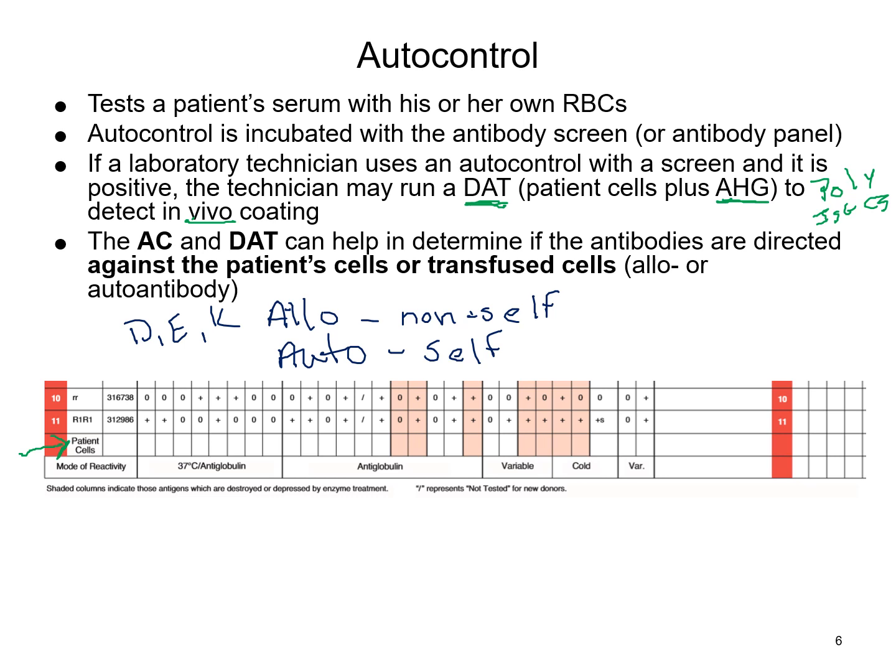So that is why we do an autocontrol when you're running this panel. Again, you're going to run it and take it through all three phases of reactivity. Of course, immediate spin, your incubation, your AHG phase, and of course, check cells if they're necessary. Again, those check cells are only there to validate the test. They're not considered a positive reaction.